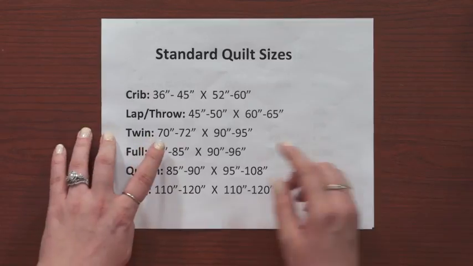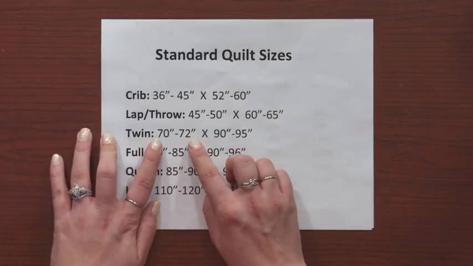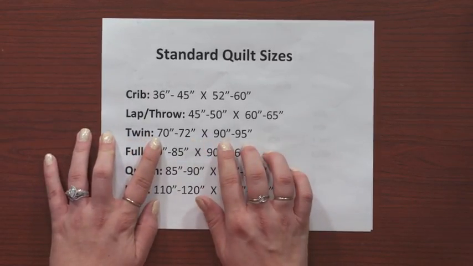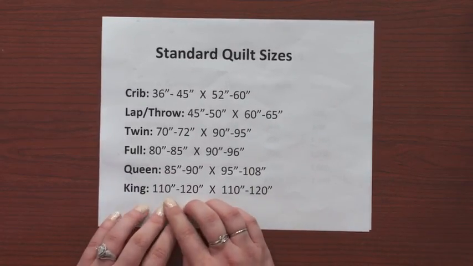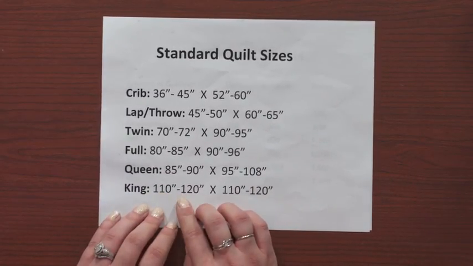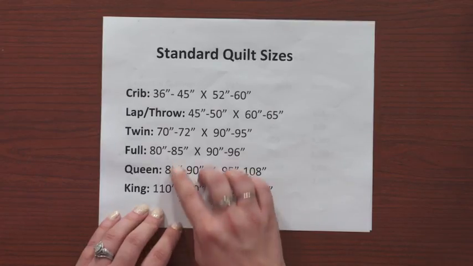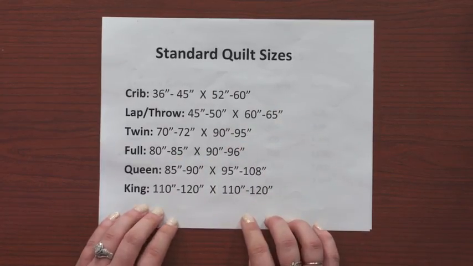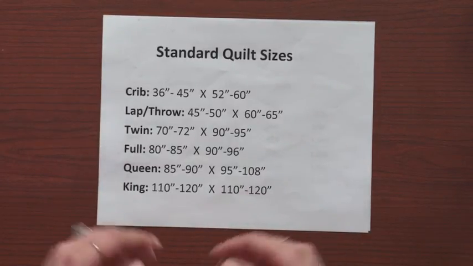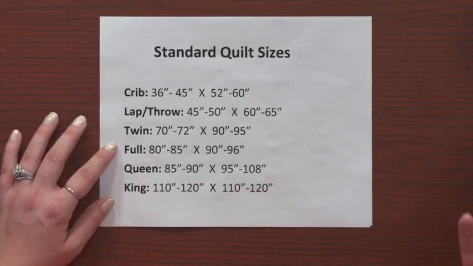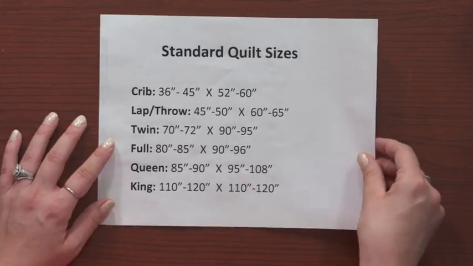So for example, a twin quilt can be anywhere from 70 to 72 by 90 to 95. Going all the way up to a king, it can be anywhere from 110 to 120, and generally that's a large square. So these are the standard quilt sizes. Once you know what size of quilt your quilt falls into, you can then determine how much thread you need to quilt your quilt.